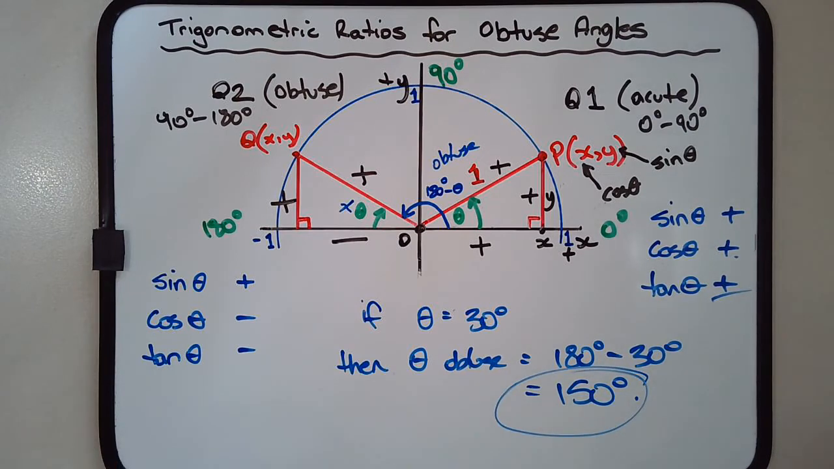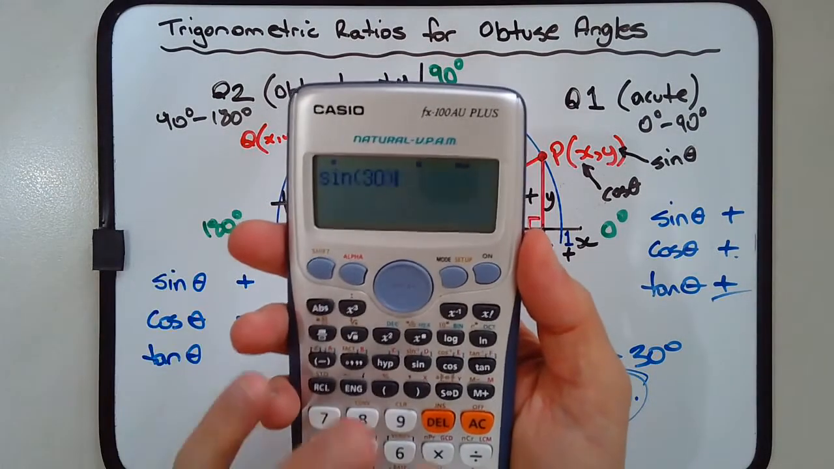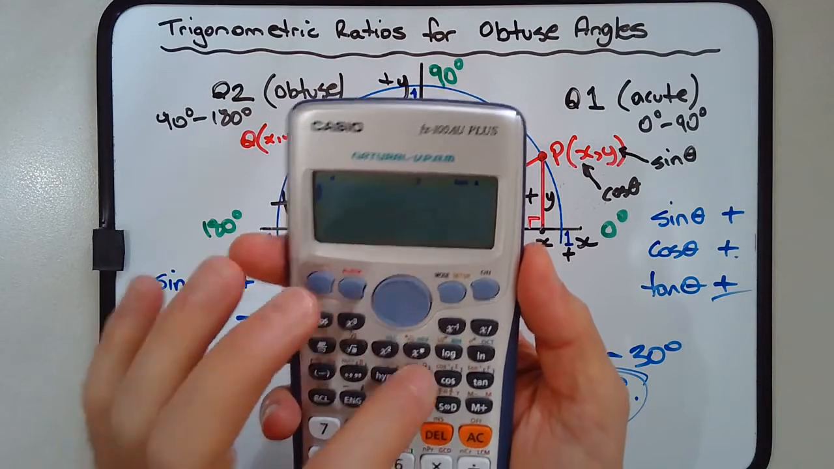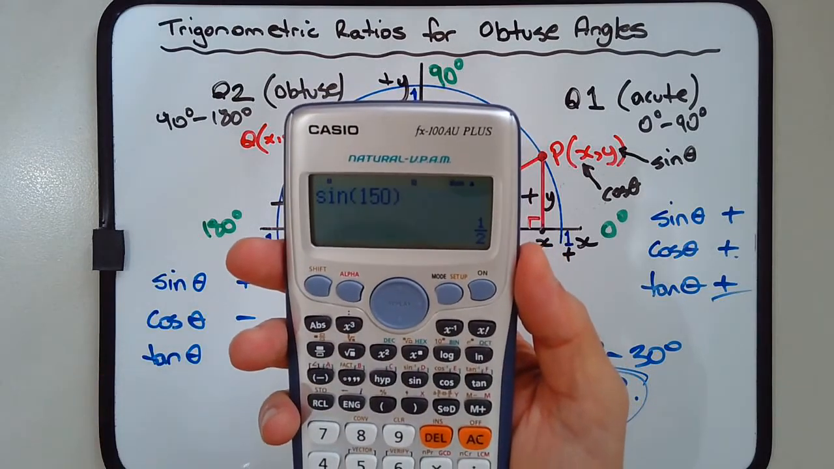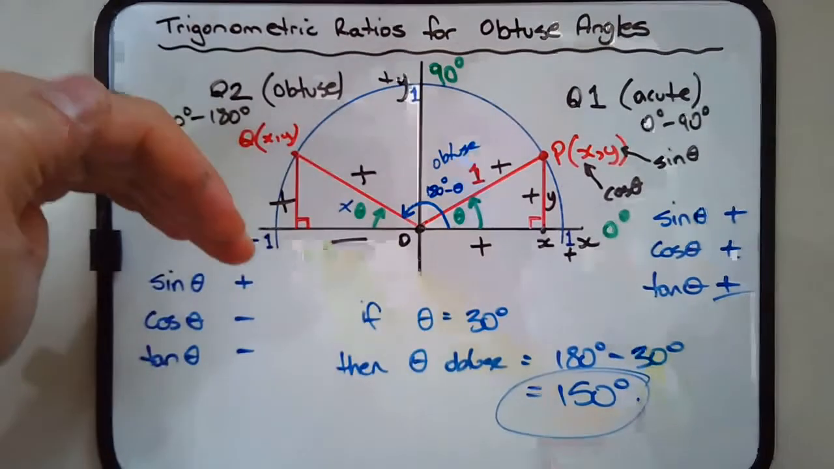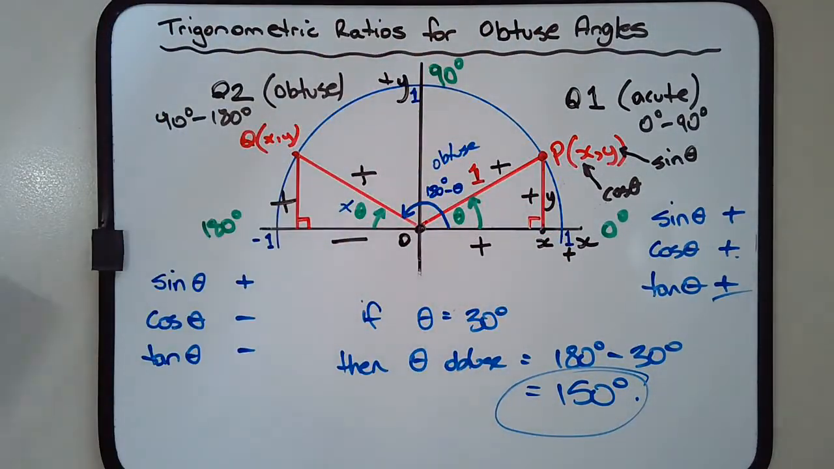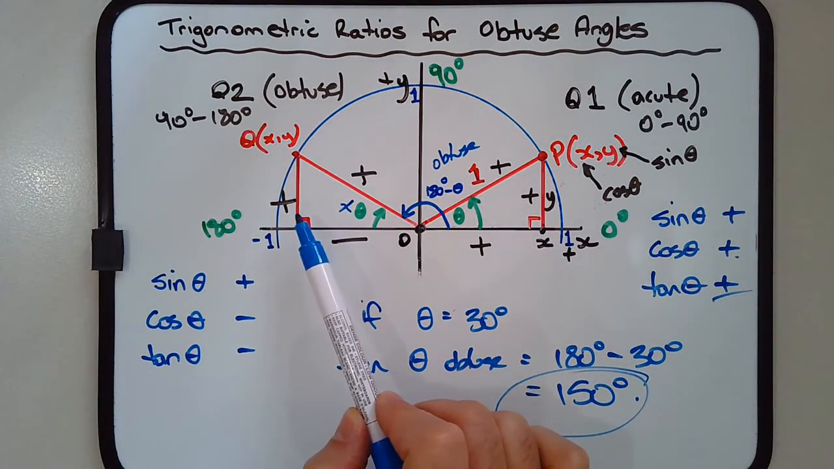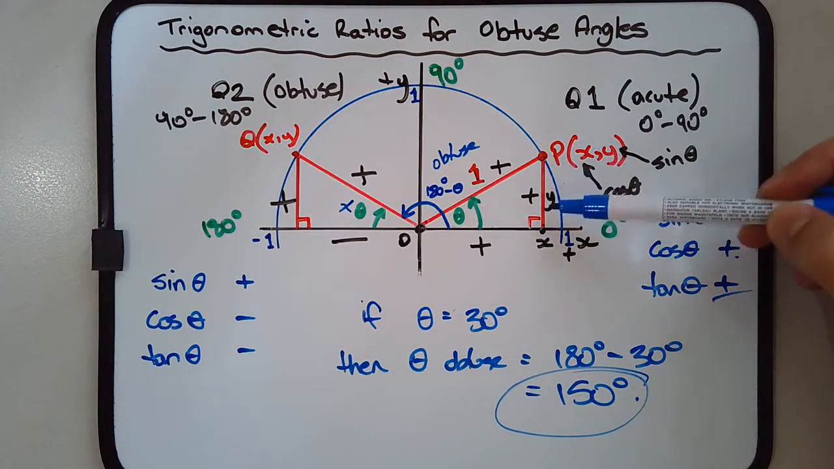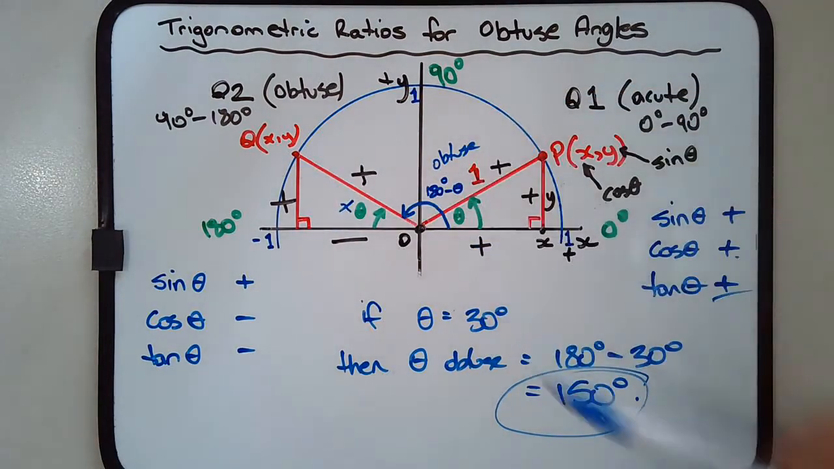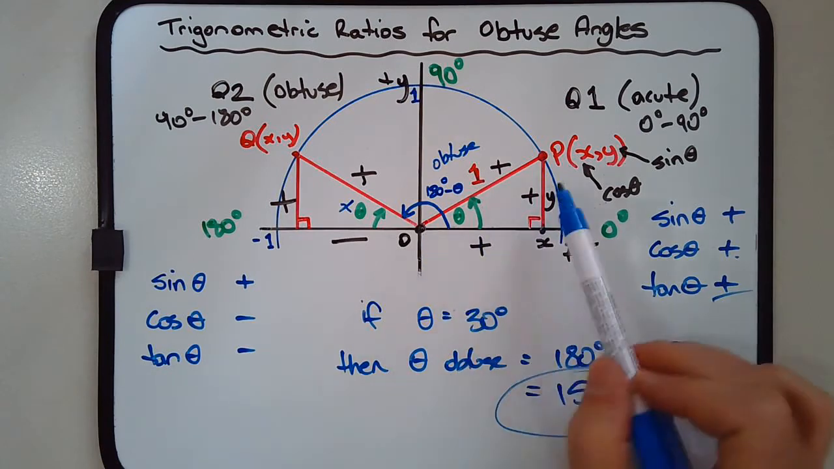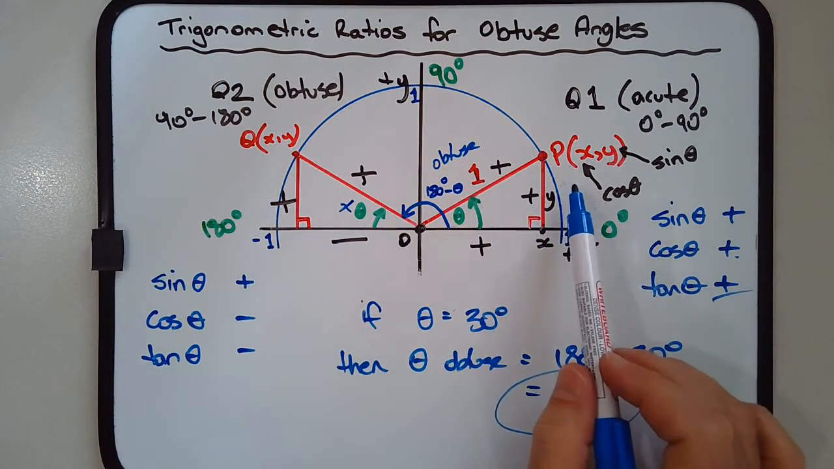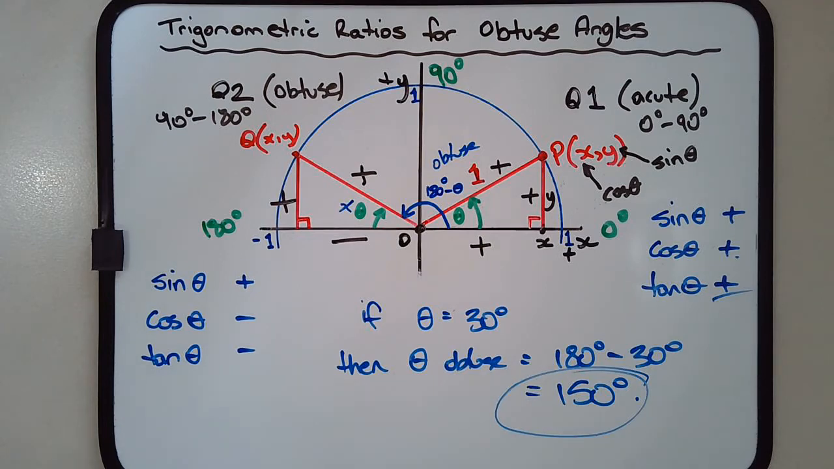That's actually one of the reasons why, if you put in sine of 30 degrees, you get half, and if you put in sine of 150 degrees, you also get half. Because they're basically the same triangle, and the opposite sides are identical to each other. This side is positive, this side is positive, the hypotenuses are the same, so it stands to reason that the sine ratios in quadrant 1 and quadrant 2 are identical. Let's have a look at a few examples, and in the next video I'll look at trigonometric ratios for reflex angles.